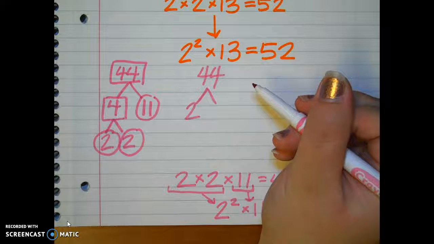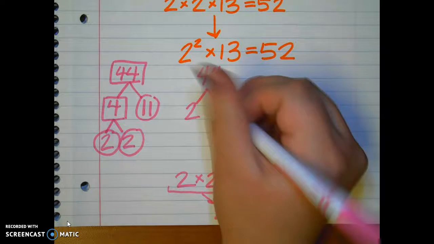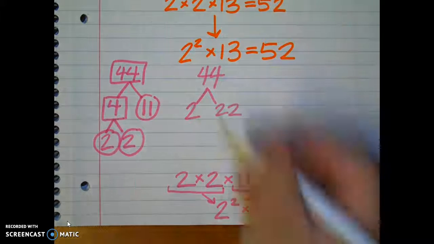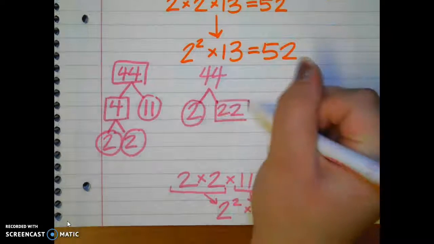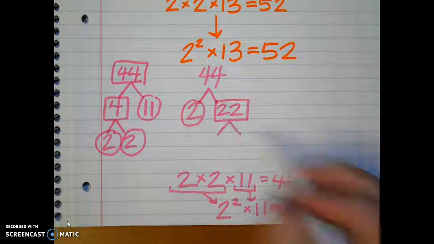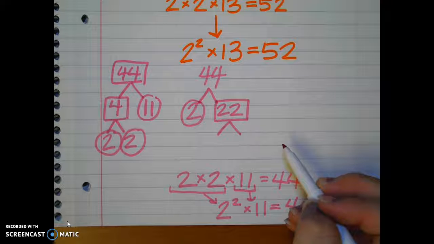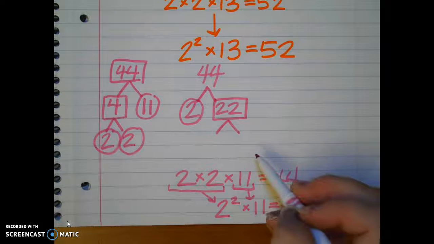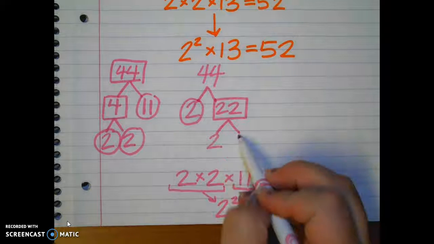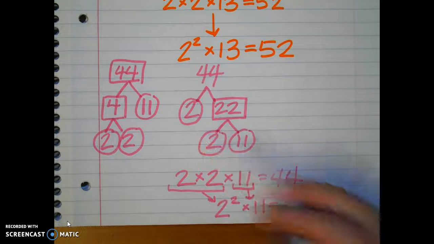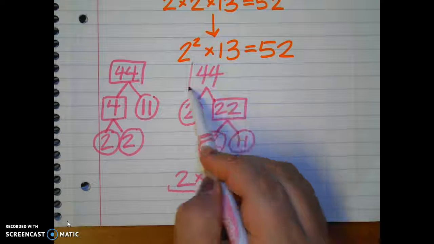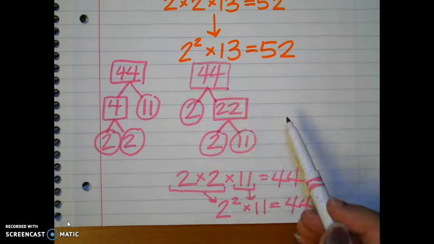44 divided by 2 gives us 22, my bad. 2 is prime. 22 is composite, so we're going to keep going with this 22. 2 numbers that can multiply to give us 22. 2 times 11, those are both prime, so we're done. And we see it gives us the same answer: 2 times 2 times 11.